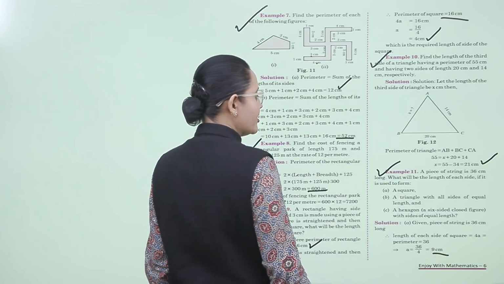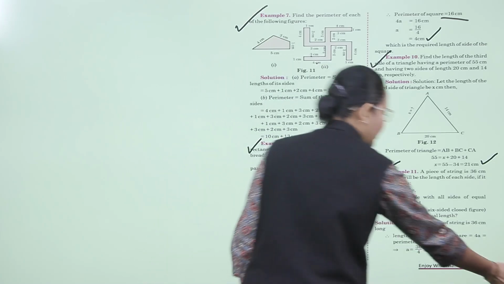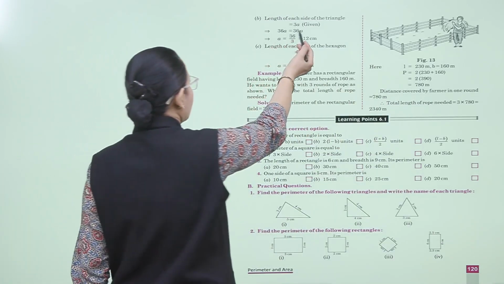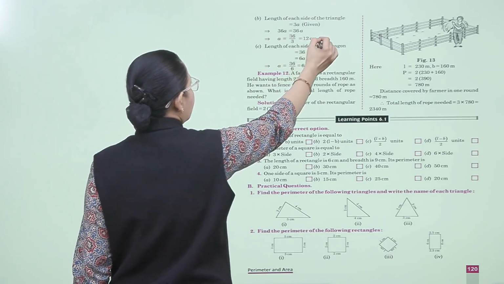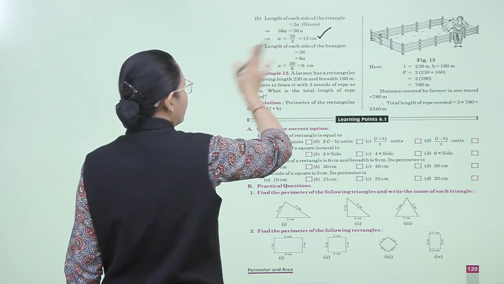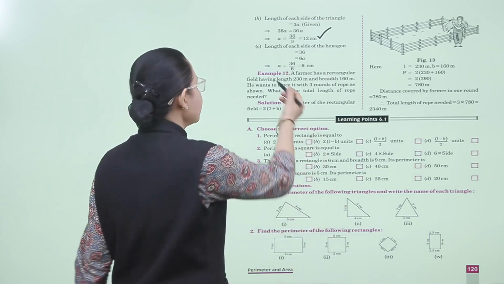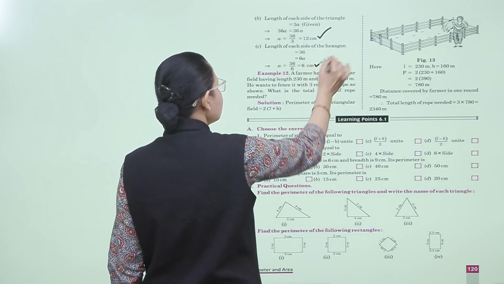Now a triangle with all three sides equal in length. So again the perimeter is the same. So we'll divide it by 3. So each side will be 12 centimeter. Now a hexagon has 6 sides. So we'll divide by 6. So each side will be 6 centimeter.